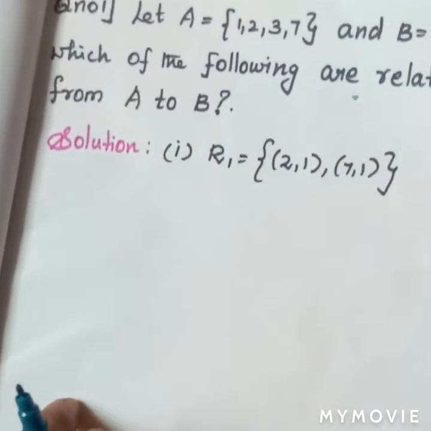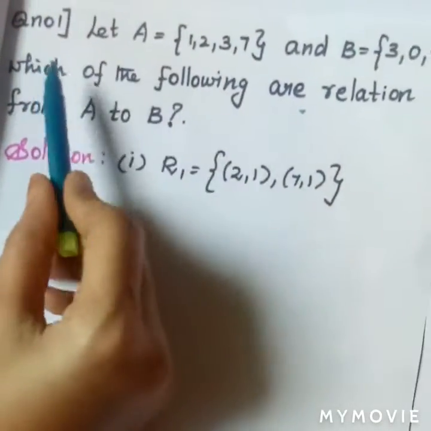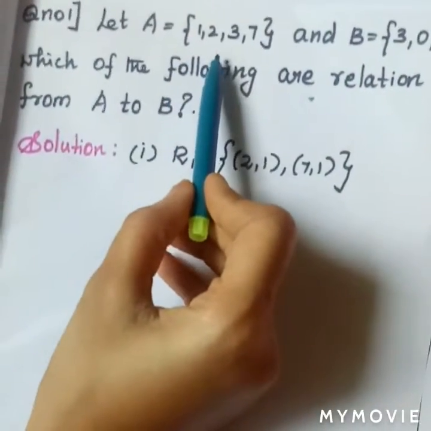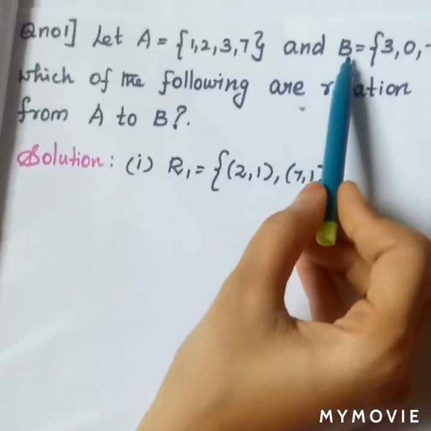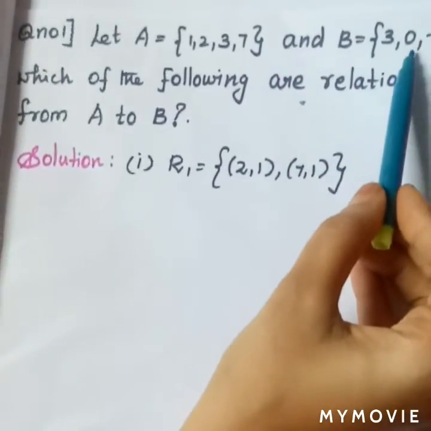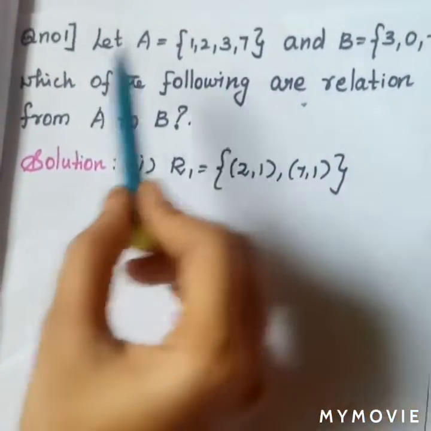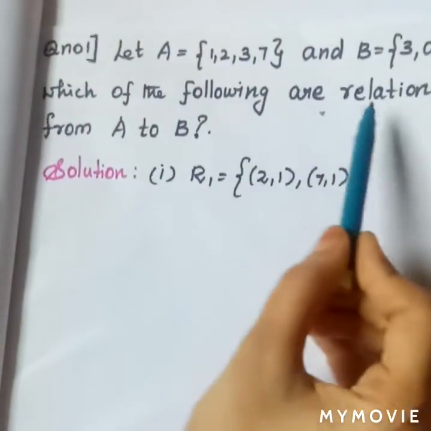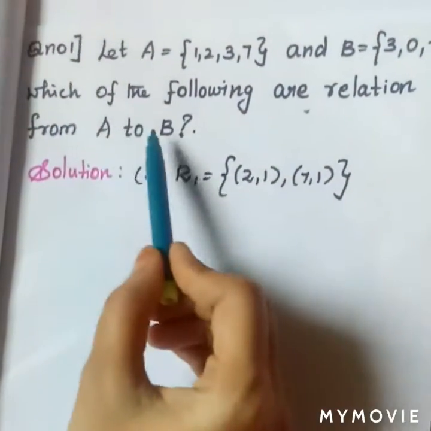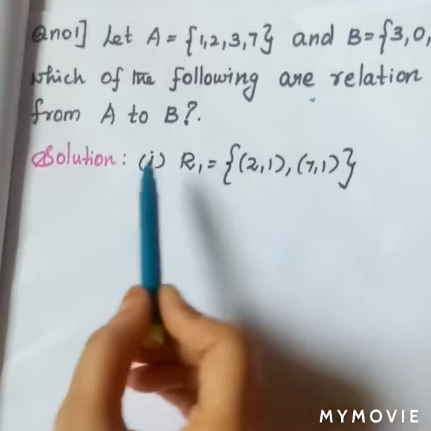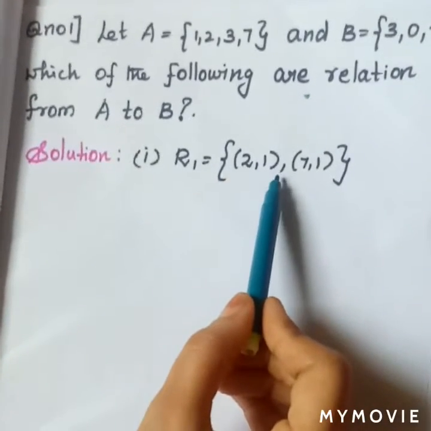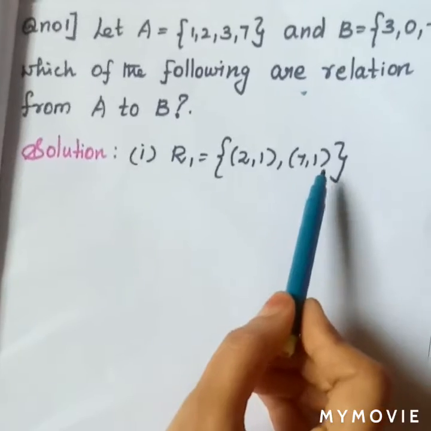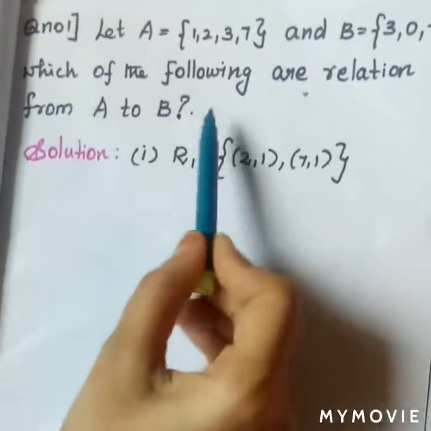In exercise 1.2, question number 1. Let A equals {1, 2, 3, 7} and B equals {3, 0, -1, 7}. Which of the following are relations from A to B? In this first question, R1 equals {(2, 1), (7, 1)}. First let us find the value of A cross B.